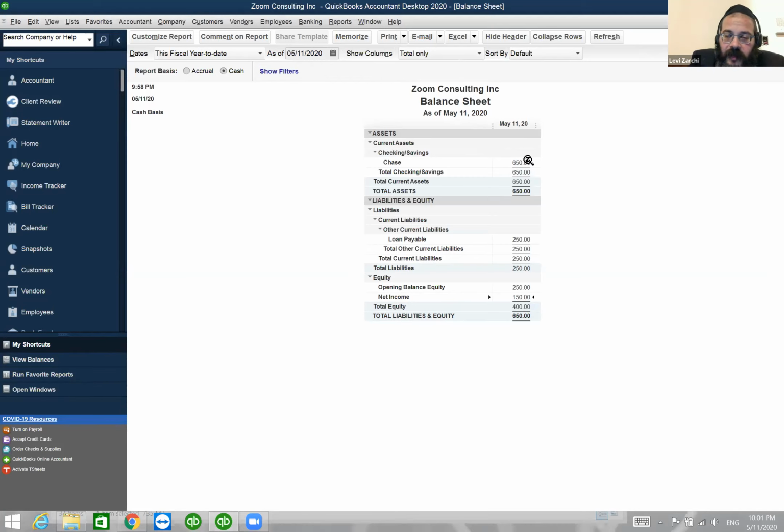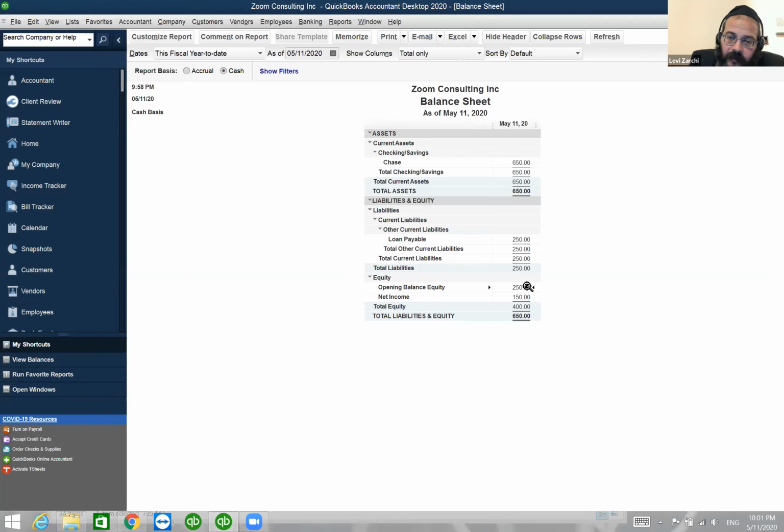The 650 in the bank is always the same. That's exactly what went in the bank, 650. That's the cash. That's what actually came in. And all the cash that came into the company is also 650. It's a 200 from the loan payable, the liability, and 250 from my owner's equity, which I initially put in.